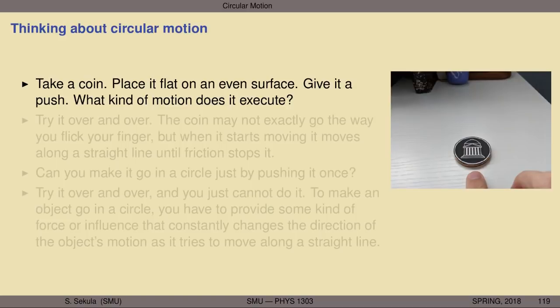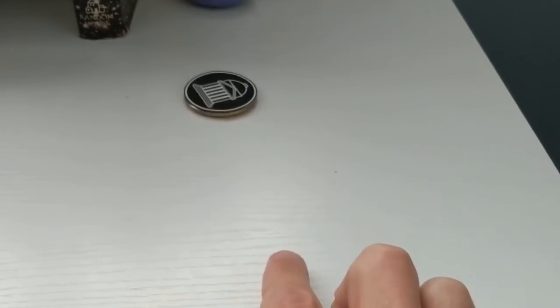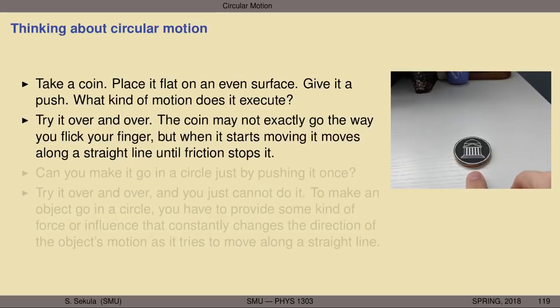So let's go ahead and do this. Go ahead and try that over and over. The coin may not exactly go the way you flick your finger. Your finger may not be as straight in flicking as you think it is. It may veer off to the left, it may veer off to the right, and it might be going straight ahead the way you thought you were flicking your finger in the first place. But when it starts moving, it moves along a straight line until the force of friction, that is, the contact that it makes with the surface you push it on, stops it.